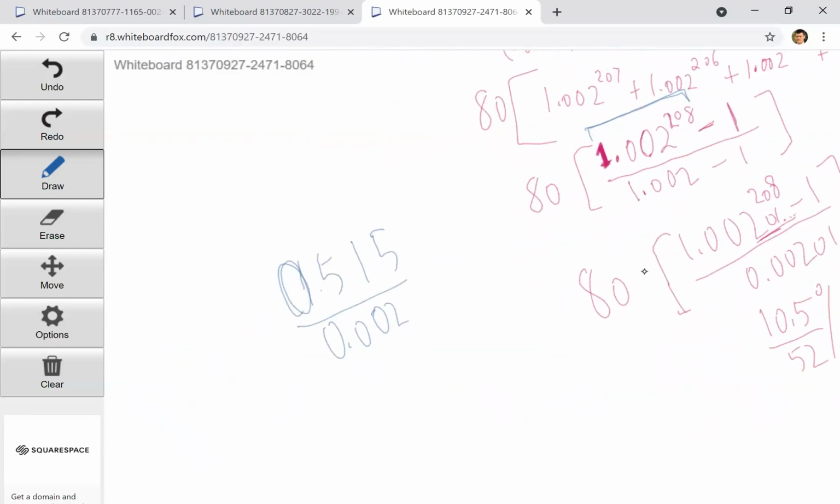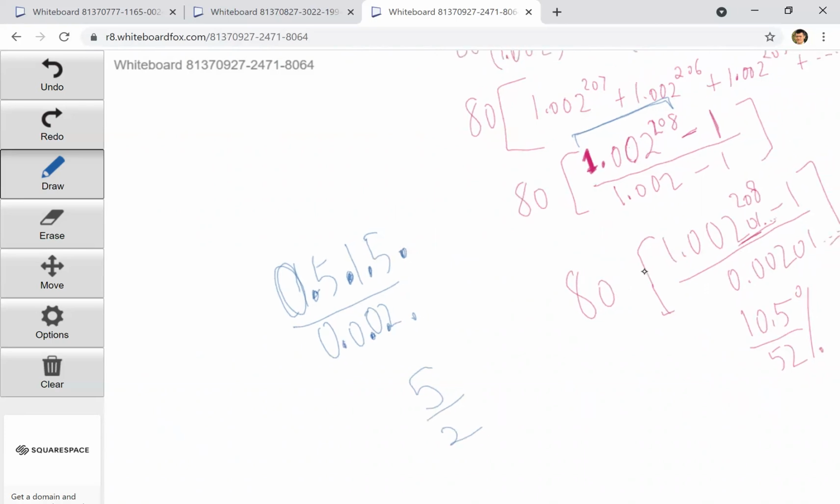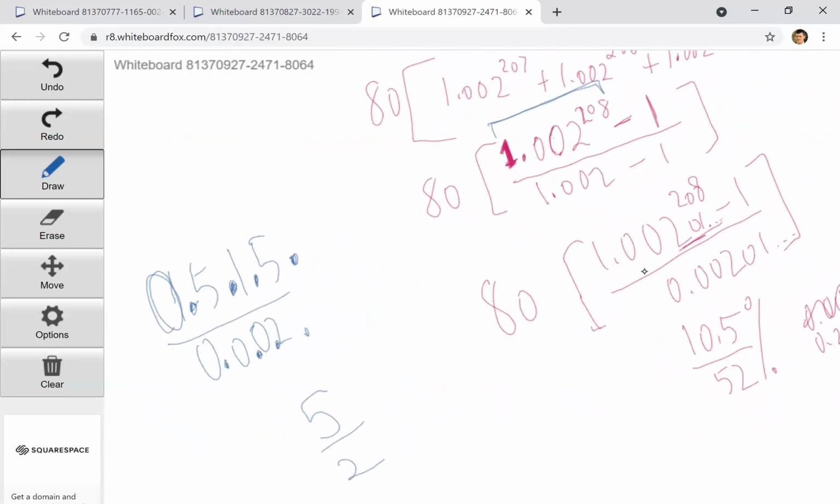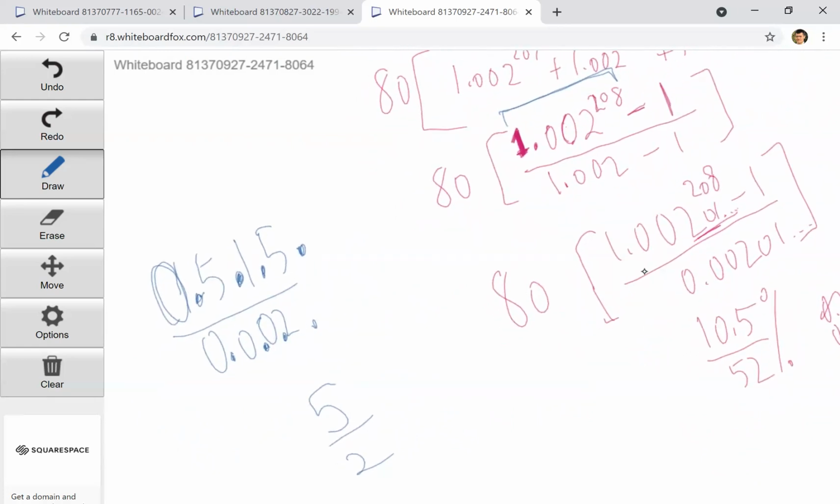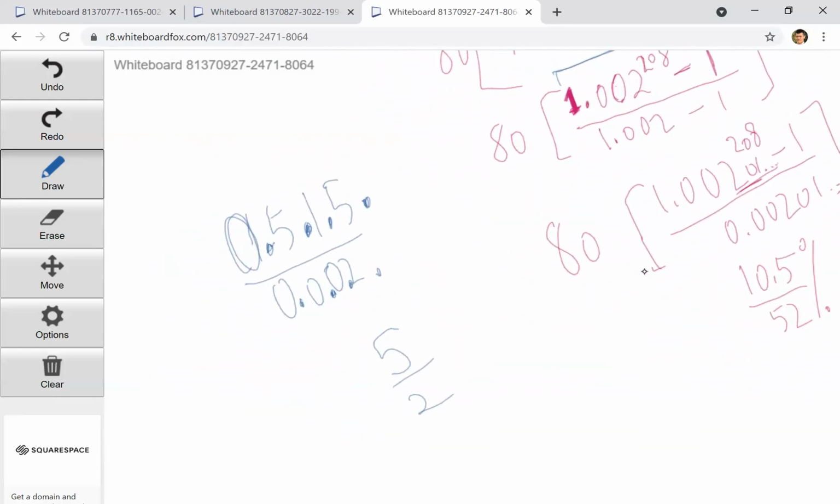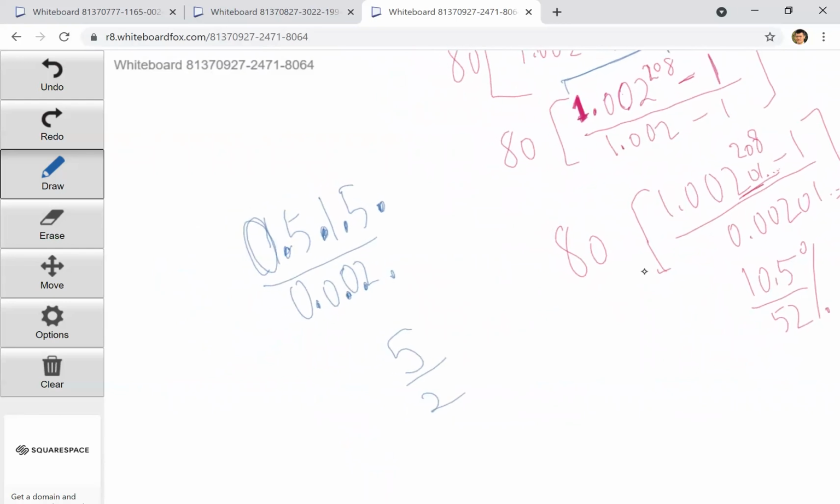So if you move the dot here, you just move them across. Hold on. I feel like something went wrong. So then you get 5 over 2. That doesn't make sense. 5 over 2 times 80 is nothing.